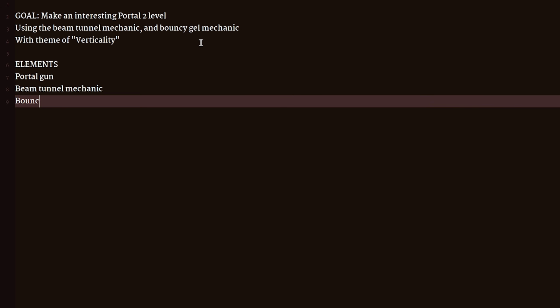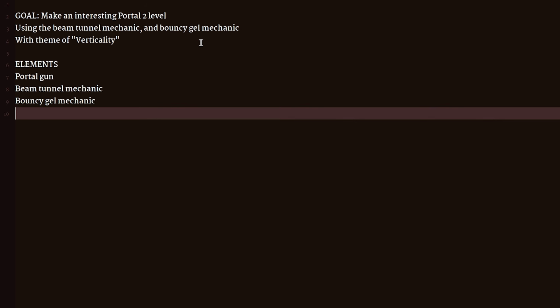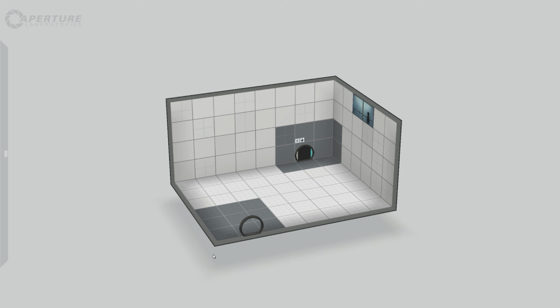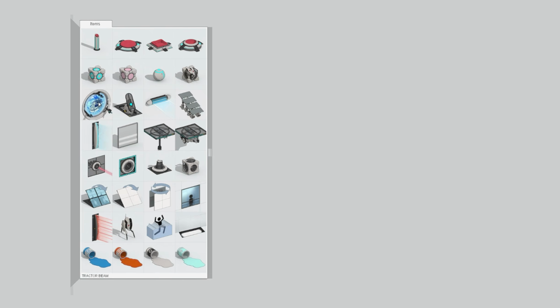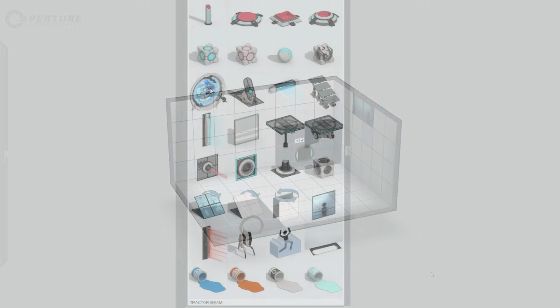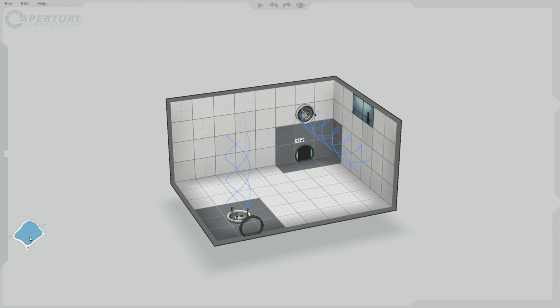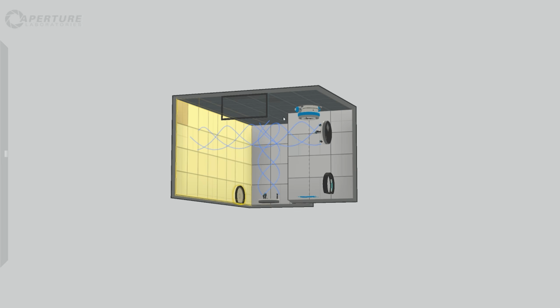In this case, there's not much to write because, as I mentioned in the goals, I'd already decided that I was going to use the tractor beam and the bouncy gel mechanics. Portal 2 has loads of mechanics in it, by the way, more than I would ever want to use in a single level. So I decided early on to choose 2, maybe 3 mechanics to focus the level around so that I can explore them properly in a fairly short level.